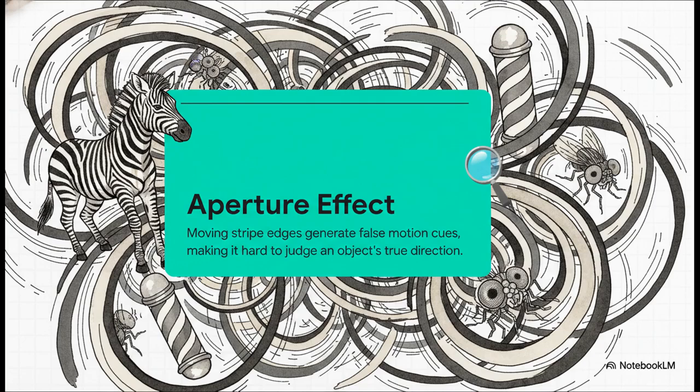You know how when you look at an old-school barber pole, the stripes look like they're endlessly climbing upwards, even though the pole is just spinning in place? The zebra stripes create that same kind of illusion for the fly's eye. It's a chaotic mess of false motion signals, and the poor fly has no idea which way the zebra is actually moving or how fast.